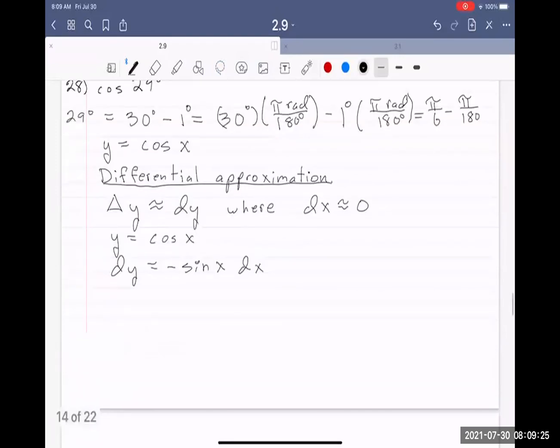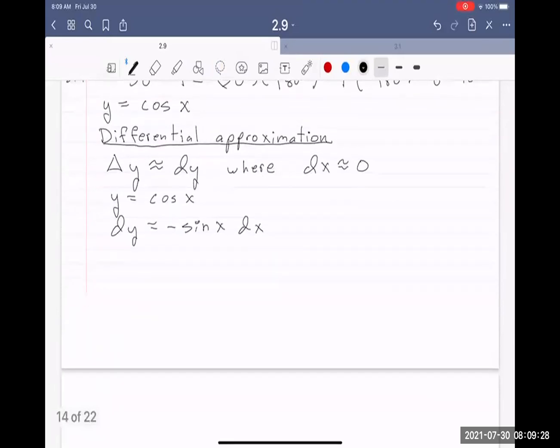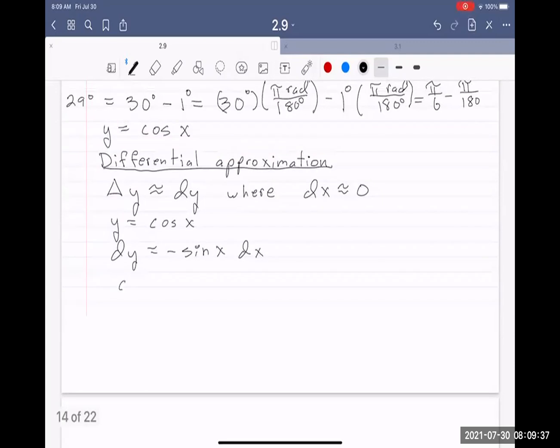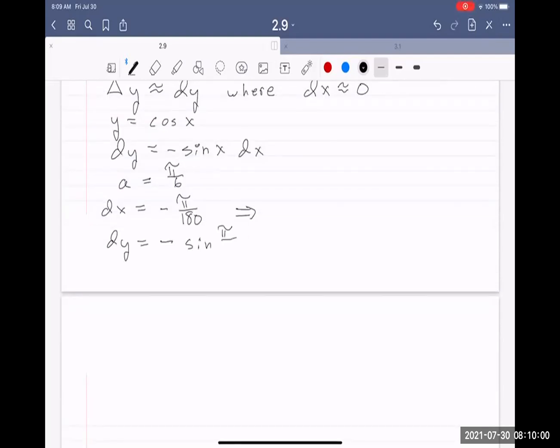I'll use the notation where a is pi over 6 radians, and dx is equal to negative pi over 180. And so I have that dy is equal to negative sine of pi over 6 times negative pi over 180.